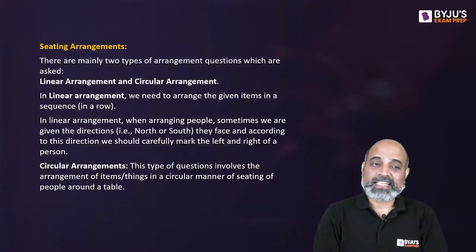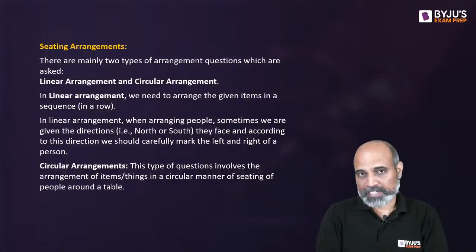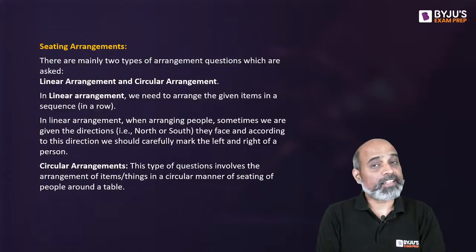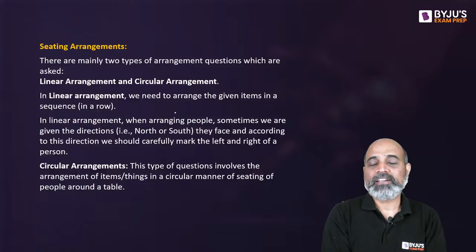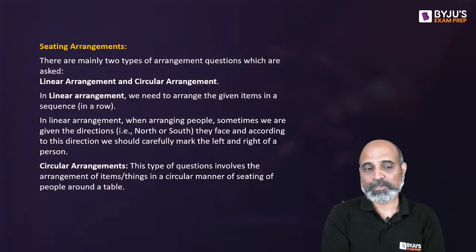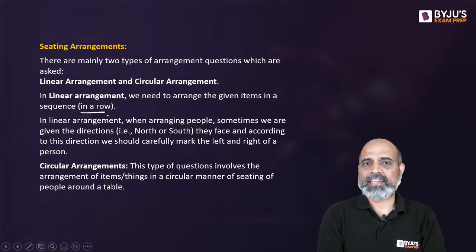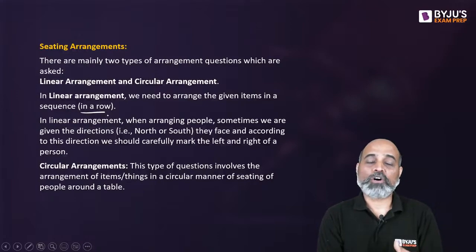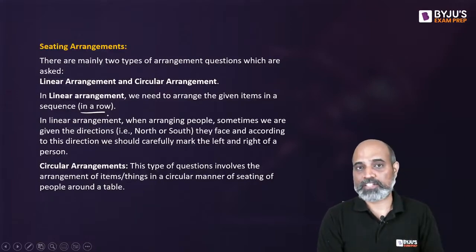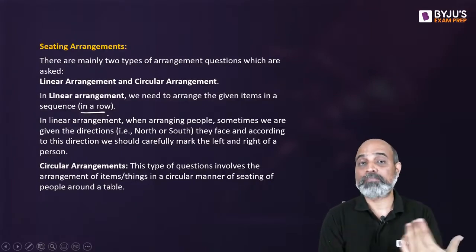Now in the case of sitting arrangement, there are mainly 2 types of sitting arrangement questions that you get. One is linear sitting arrangement and the other one is circular. In the case of the linear arrangement, we are supposed to place the people in a row, right? And when you arrange them, it's going to be based on direction, north, south, east, west, or it's going to be based on the reference direction, as in left and right, front and behind.